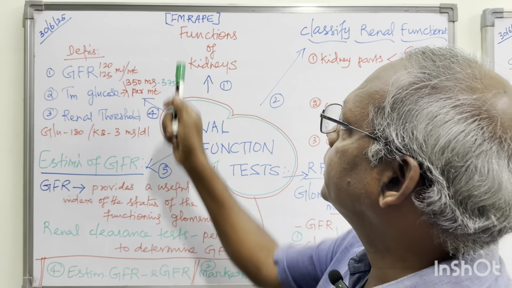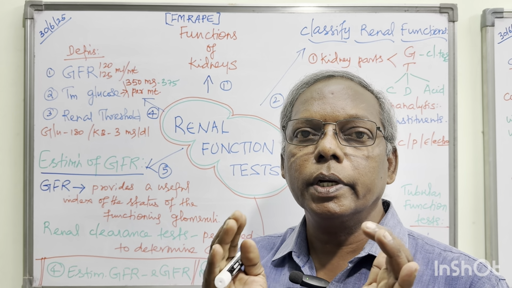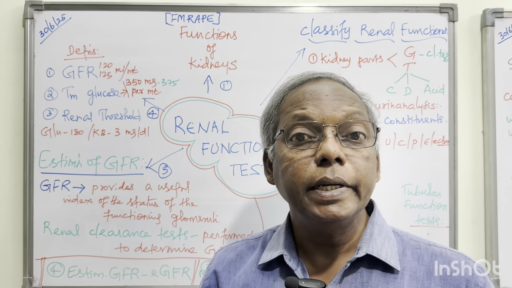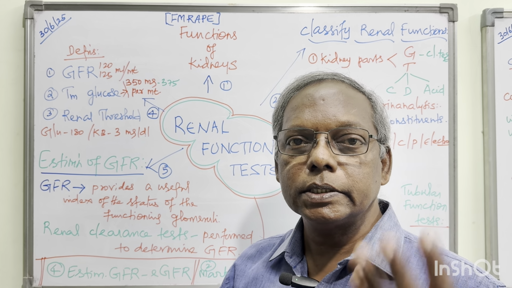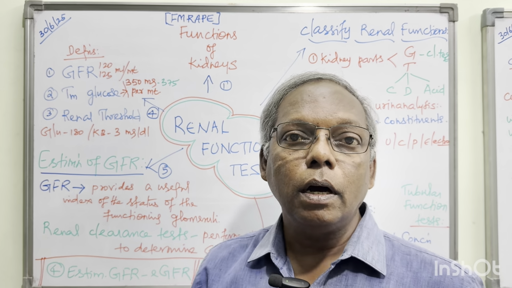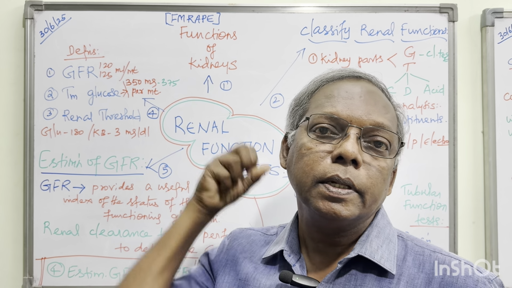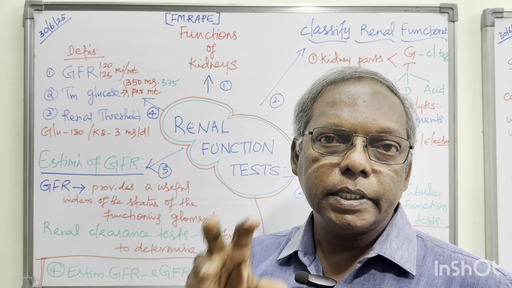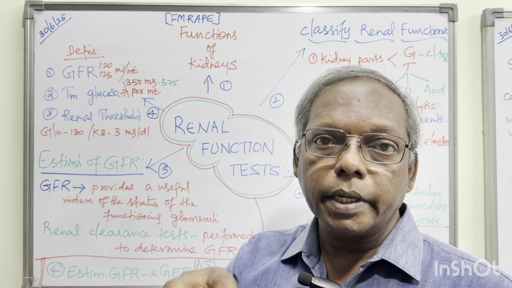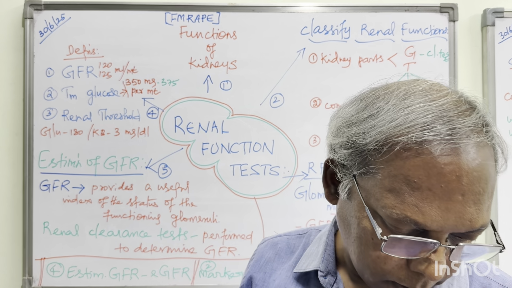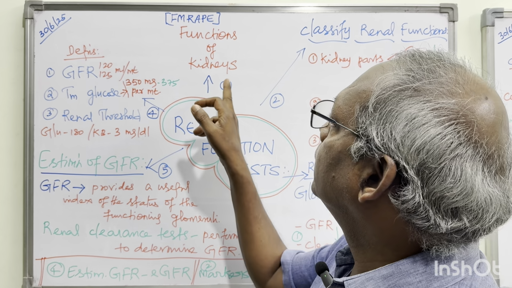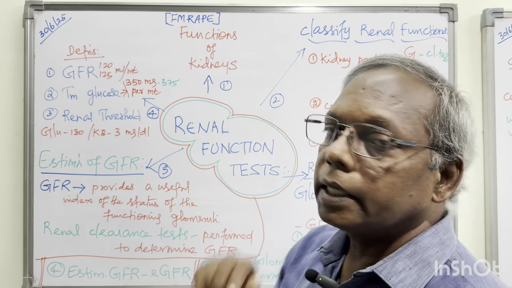Number one, F, that is filtration. Totally 180 liters will be filtered by our kidney per day. Second one is maintenance, a very important function: maintenance of acid-base balance, electrolytes, and water, everything by the kidney. Third one is R, reabsorption. 99% of the filtration done by the kidneys, 180 liters per day, will be reabsorbed, 99%.